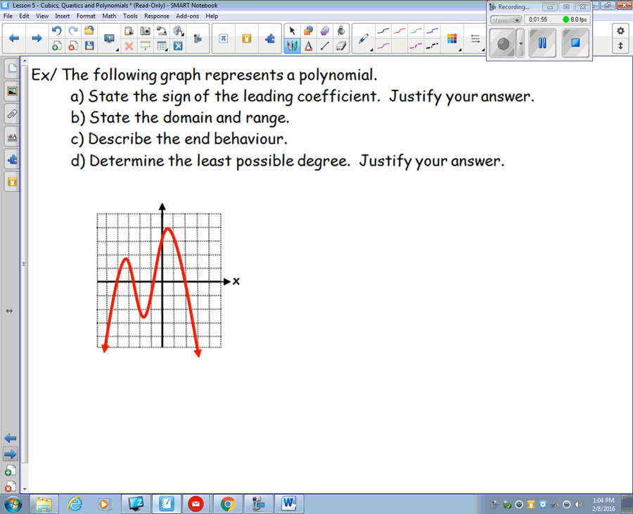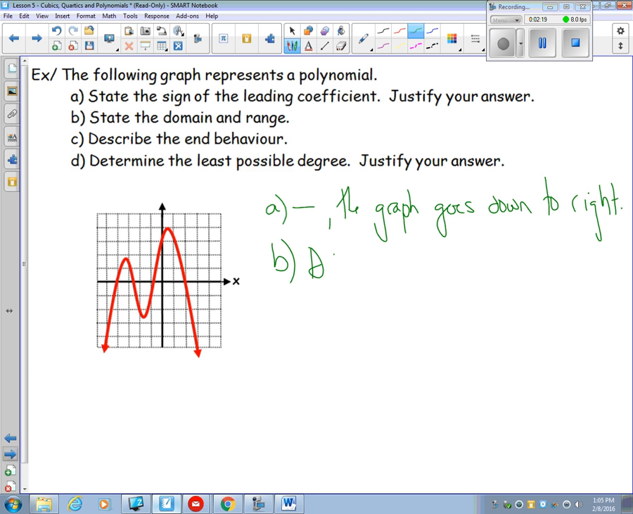So, we've got a polynomial here, some sort of polynomial. What can we tell by looking at this picture? Well, the leading coefficient, I know that has to be a negative. And I know that my justification is the graph goes down to the right. And that's how we justify something, explaining our reasoning. That's our why.